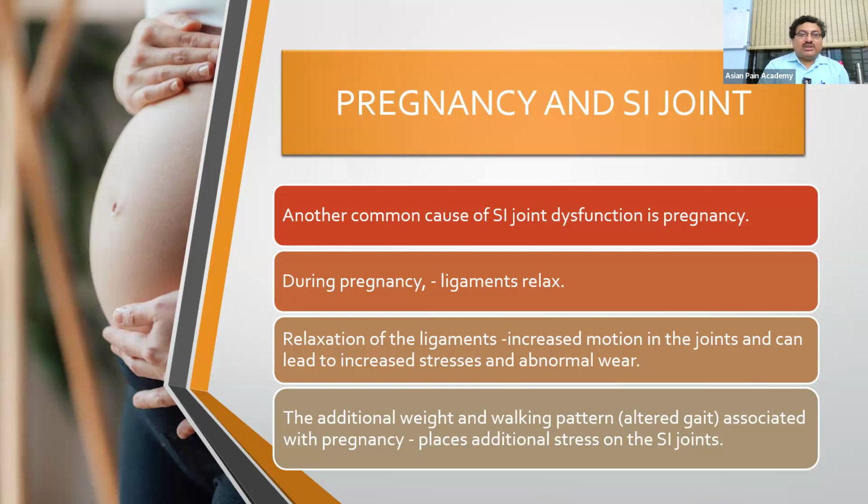Among those, one of them is that during pregnancy there is relaxation of the ligaments. This relaxation leads to increased stress and increased motion of the sacroiliac joint, which might cause abnormal tear within the ligaments of this joint. There may also be altered gait during pregnancy because of the weight distribution, which can cause more stress over the sacroiliac joint, making the patient more prone to develop sacroiliac joint pain.